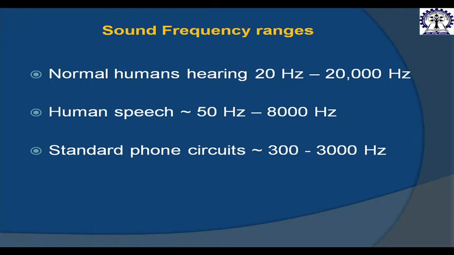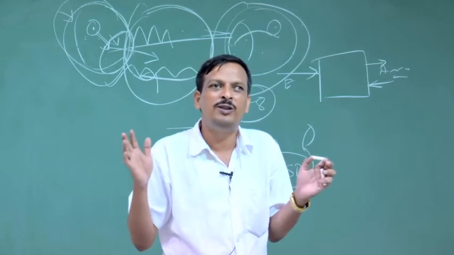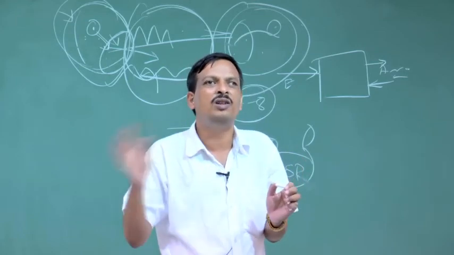Normal human hearing is 20 Hz to 20 kilohertz, as you know. Human speech is 50 Hz to 8 kilohertz, and standard phone circuits, or telephone speech, is 300 Hz to 3 kilohertz, sometimes said as 3.3 kilohertz. So this is the bandwidth of human speech.